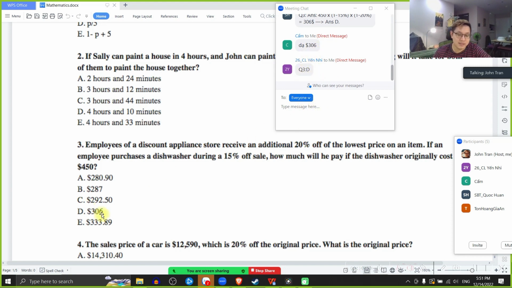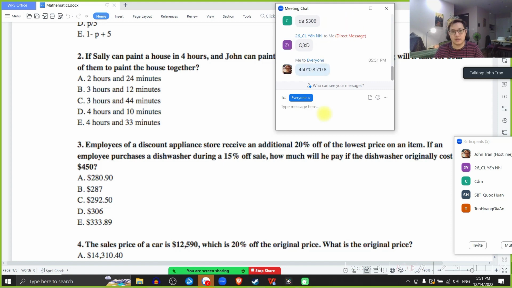Very good. 306, very good. So it's 450 times được giảm 15% lúc đầu. Tức là cái giá phải trả là 0.85 trên cái giá ban đầu. Còn được giảm 20% thêm nữa, tức là nhân cho 0.8 nữa. Cuối cùng ra được 306.